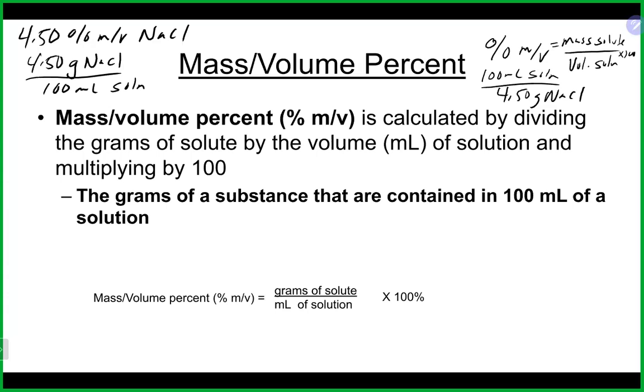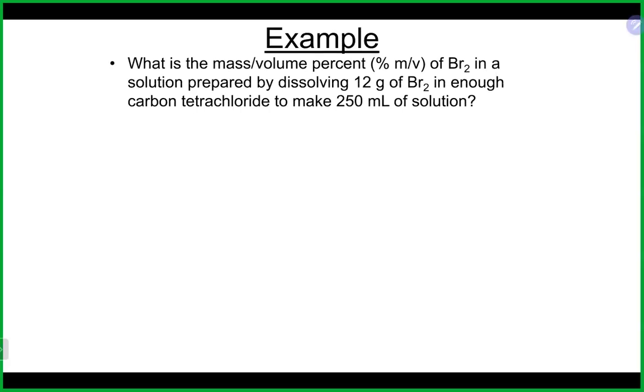So let's take a look at one here. What is the mass to volume percent of bromine in a solution prepared by dissolving 12 grams of bromine in enough carbon tetrachloride to make 250 milliliters of solution? Okay, let's take a look. So obviously here we are looking for percent mass to volume, and that's what the M/V means. And because of that, we want to make sure we're using the right formula. That would be the mass of the solute divided by the volume of solution, times 100%.